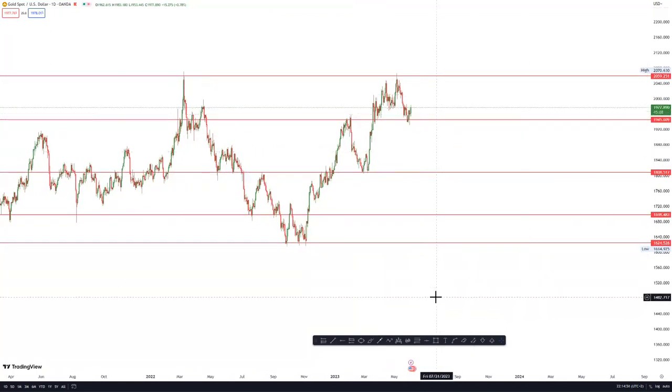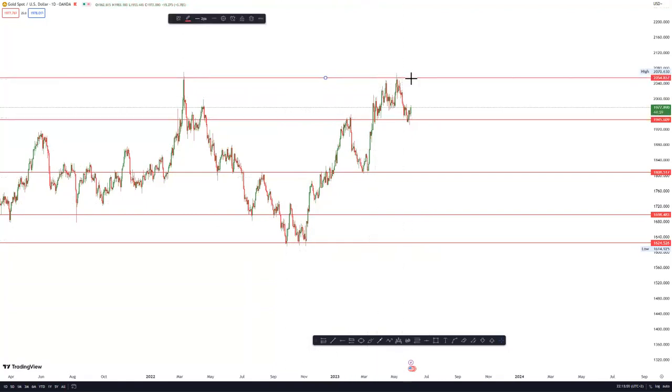So here I plot my major support and resistances on my daily. So now, okay, let me just also put in my trend. So my major trend would be like this.